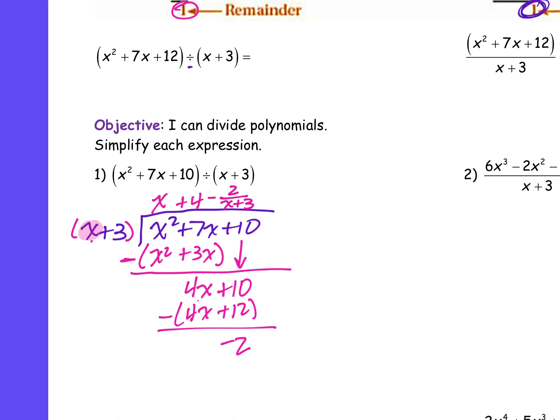How did you get the x squared plus 3x? I took x times x and x times 3. But how about the bottom one, the 4x plus 12? Then I took the 4 because that's where I was at, and I took 4 times x and 4 times 3. You distribute.